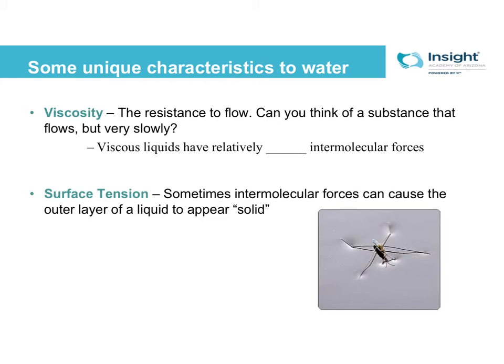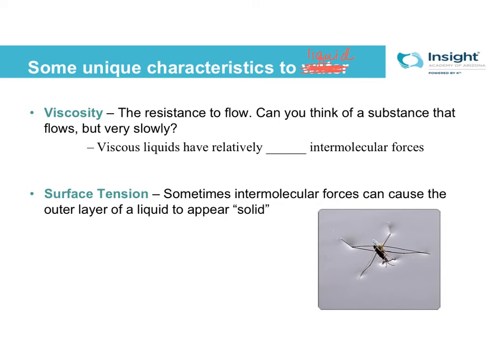So, some unique characteristics of liquids. Water is a possible liquid. But some characteristics unique to liquids are things like viscosity. So viscosity is defined as the resistance to flow. All right, so can you think of any liquids that flow really, really slowly? Like, if you're trying to pour it out of a bottle, it just moves slowly.